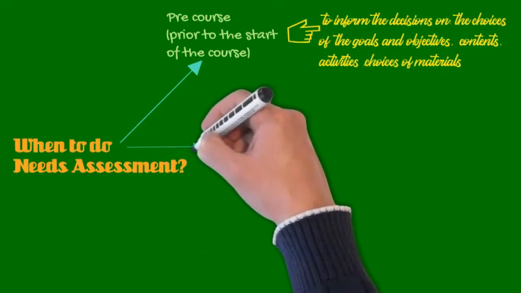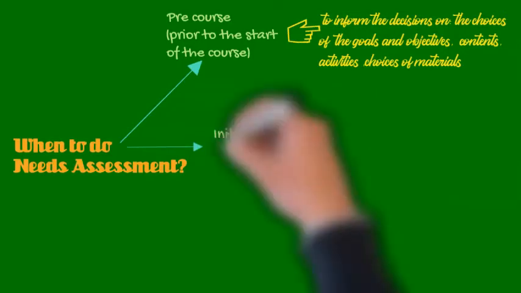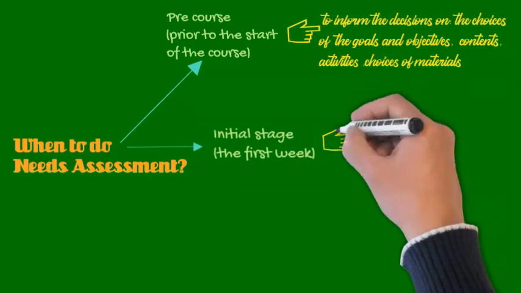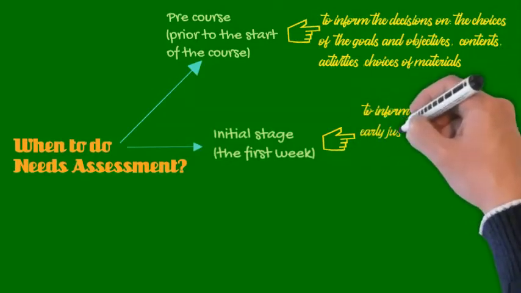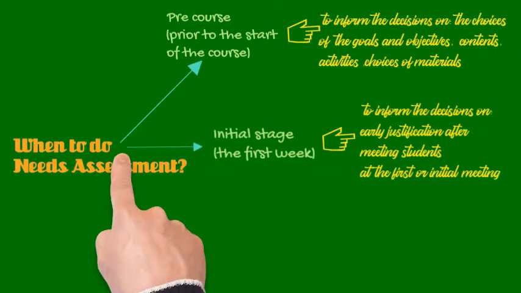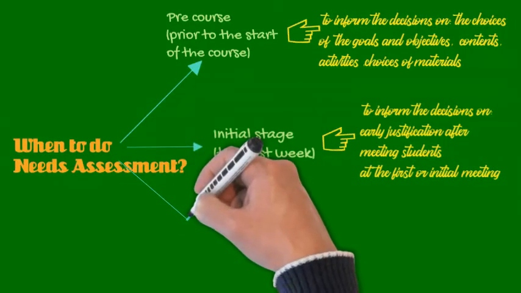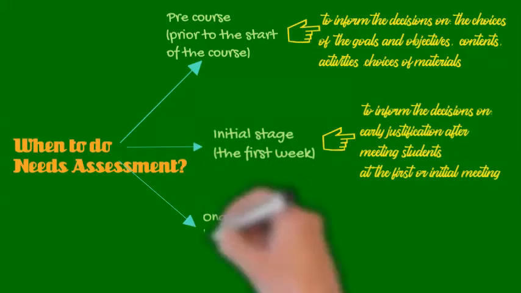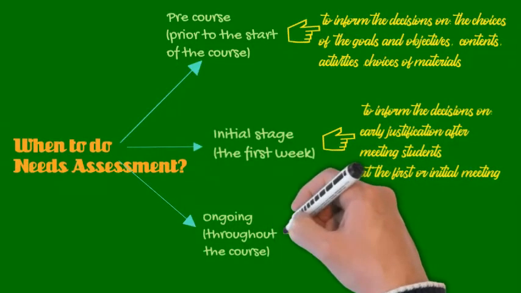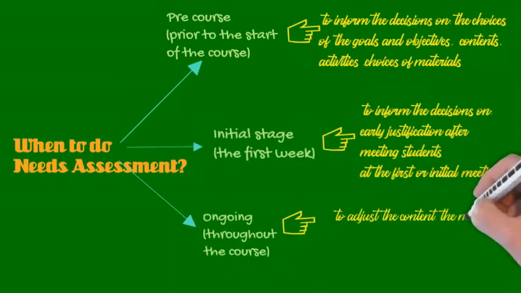Then at the initial stage, or in the first week usually, it is to inform the decision on early justification after meeting students at the first or initial meeting. And the last one is ongoing assessment or throughout the course. It is to adjust the content, materials, and the objective depending on the result of ongoing assessment that you do.